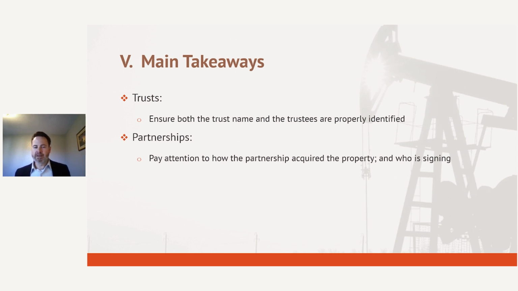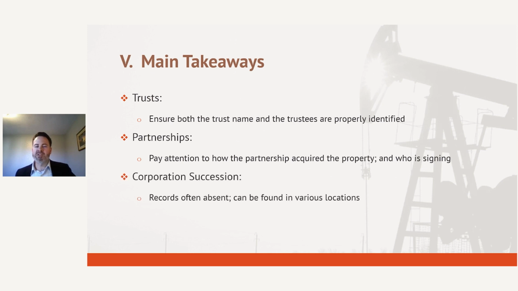For partnerships, pay attention to how the partnership acquires property, and when it subsequently conveys that property, take a look at the signature block and see how they're executing it. If they're omitting signatures, or if they're lacking those descriptive labels, there could be issues involved. And for a defunct partnership, the last surviving partner or the personal representative of that last surviving partner's estate should generally be able to convey that partnership property.